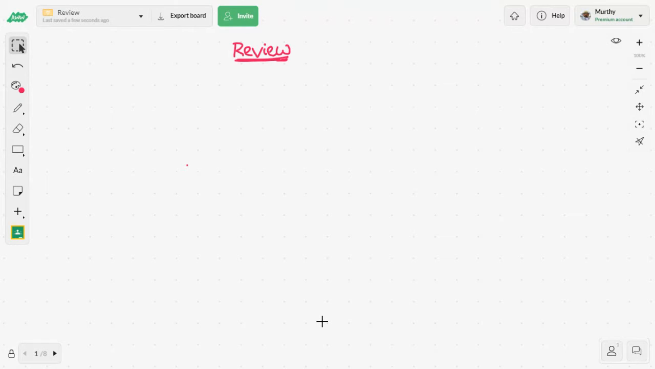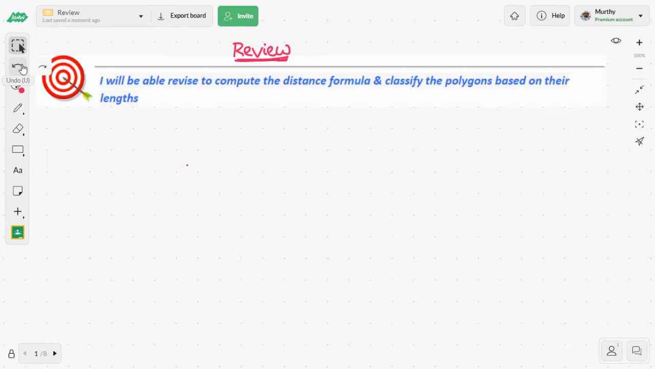Hi guys, in today's class I'm going to review the topics you learned in the last two sessions, that is using the distance formula and classifying the polygons based on their lengths. So in today's class you will be able to revise how to compute the distance formula and classify the polygons based on their lengths. That's the objective for the day.